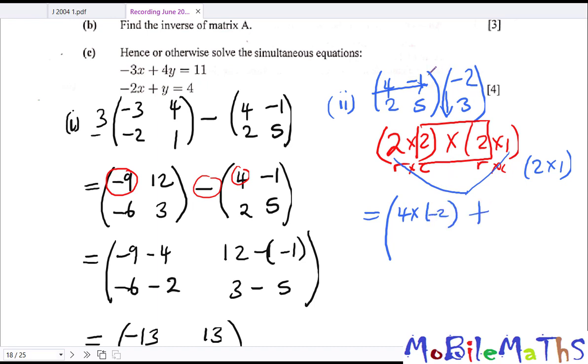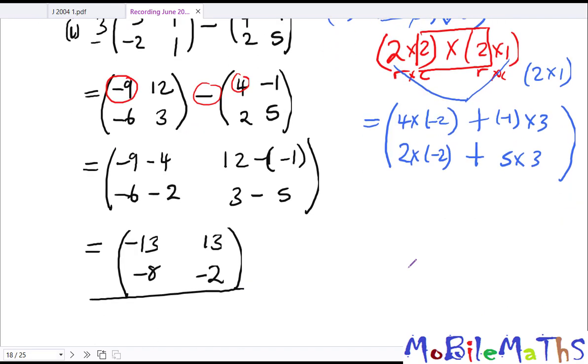Then plus minus 1 by a 3. That's the first part. Then we do another row by column. That's a 2 by minus 2. Then plus a 5 by a 3. Okay, then we simplify this.